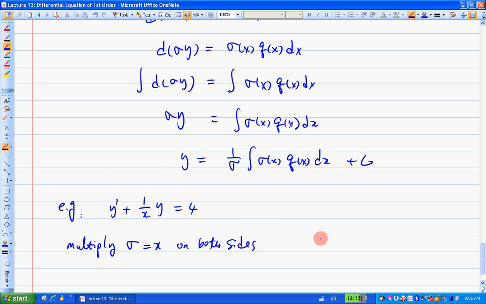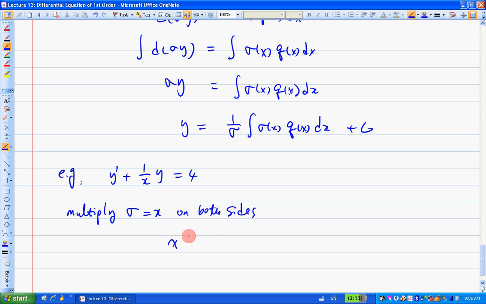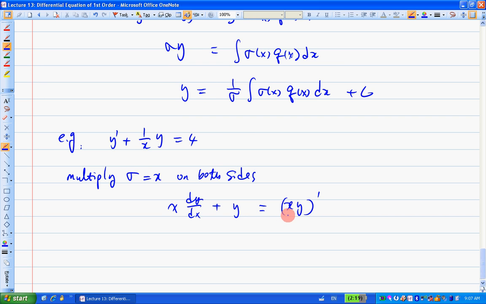So if I multiply both sides here, what do I get? I get x dy over dx plus x multiplied by 1 over x, which is 1, so multiplied by y. What is this equal to? Look at this one here. This just equals xy prime. Why is it equal to xy prime? You probably wonder, is it true?